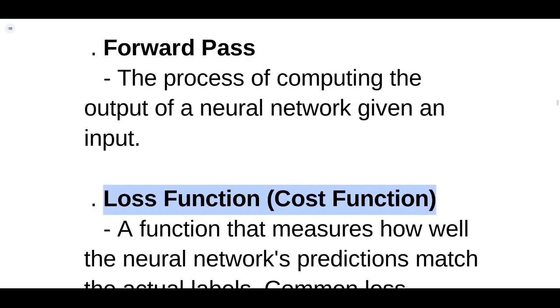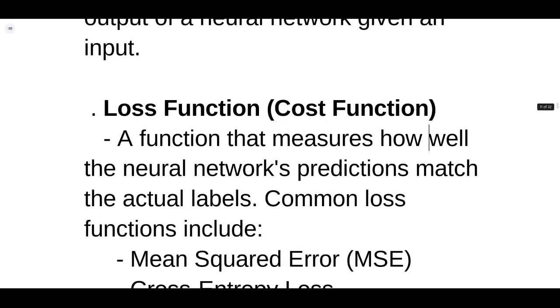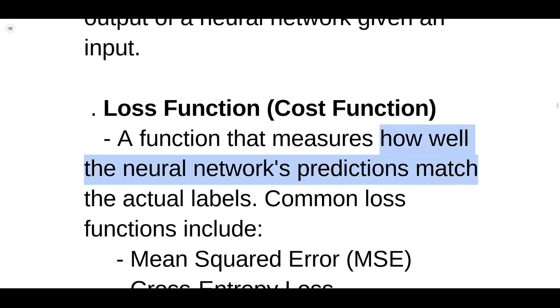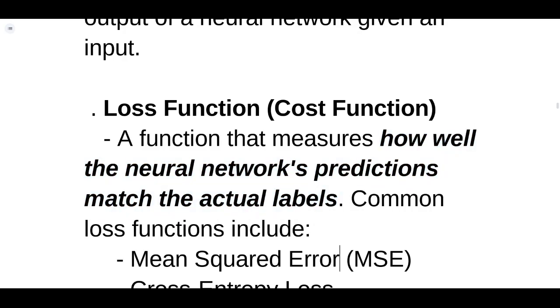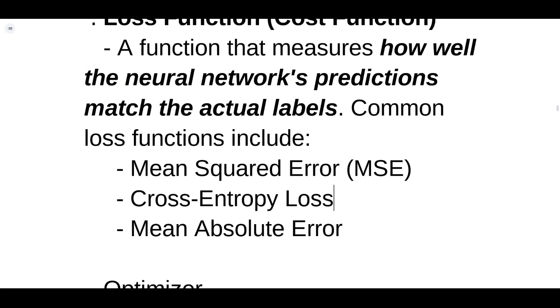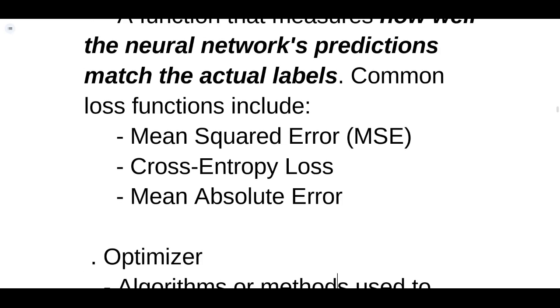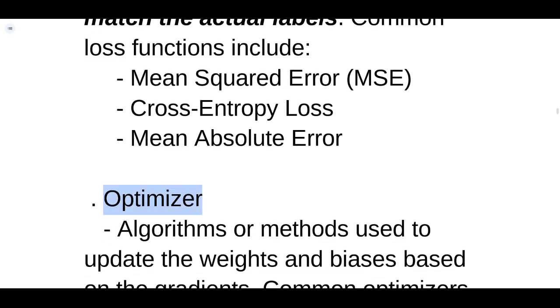Now, what is a loss function? A loss function is a function that measures how well the neural network predictions match the actual labels. Common loss functions include mean squared error, cross entropy loss, and mean absolute error.